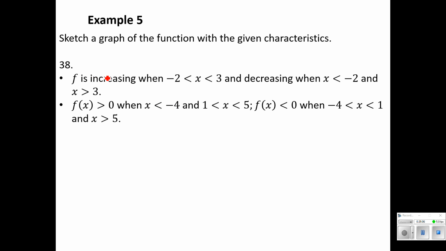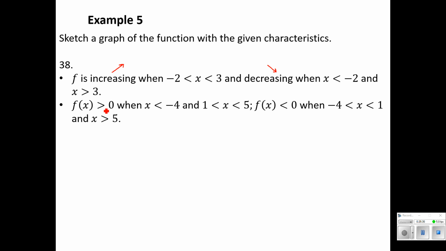The function f is increasing when my x values are between -2 and 3. That means that the graph is rising there. It's gaining height. And it is decreasing when my x value is less than -2 and it's greater than 3. So I know it's going down for a while, then it hits -2, it increases for a while, then it hits +3, and then it starts decreasing again.